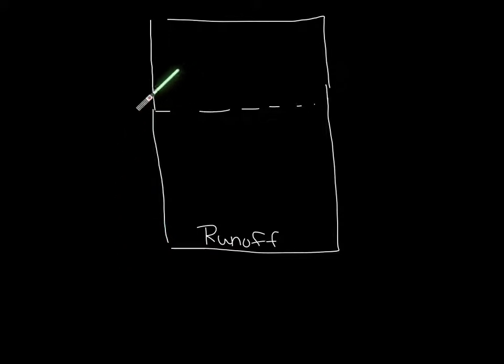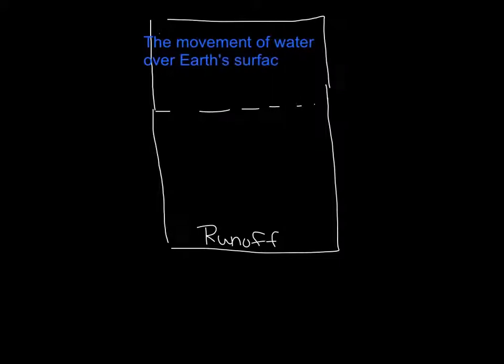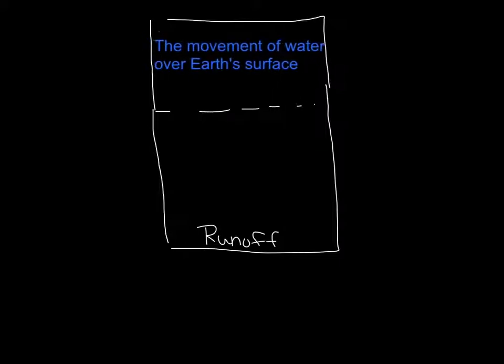So the first thing we're going to do is put our definition up here. This is the movement of water over Earth's surface. Okay, so there's our definition.